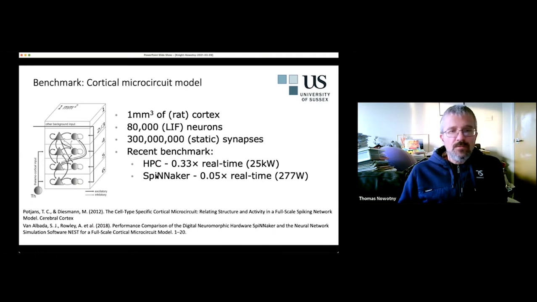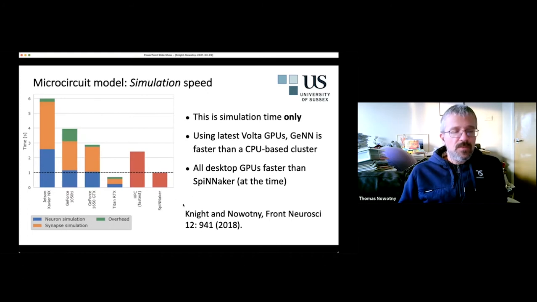So this is work from Jamie. He's coded this cortical microcircuit model, which is a good sizable model. It's 80,000 neurons with about 300 million synapses. And then it was run as a benchmark on HPC and SpiNNaker. That was a different paper that is cited down here. And we tested it on GeNN. And if you look at the comparison, it looks like this.